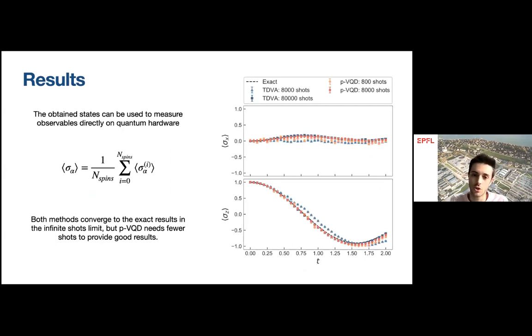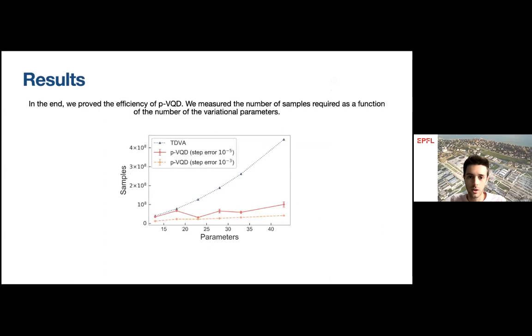And in this case, we measured the magnetization on the spin chain. And we can see that we used fewer shots on the PVQD to reproduce these observable curves. Both methods tend to the exact solution as the number of shots goes to infinity, but we need fewer shots.